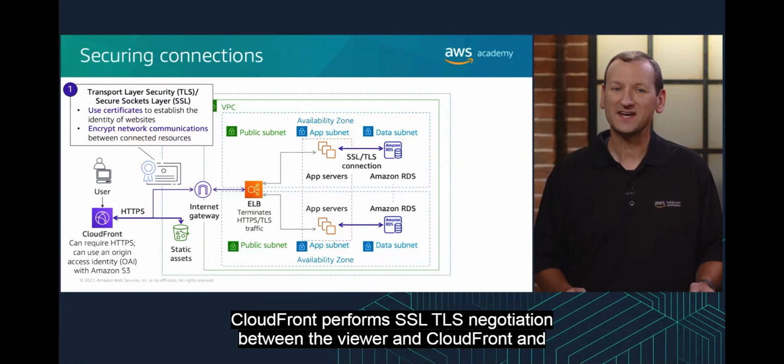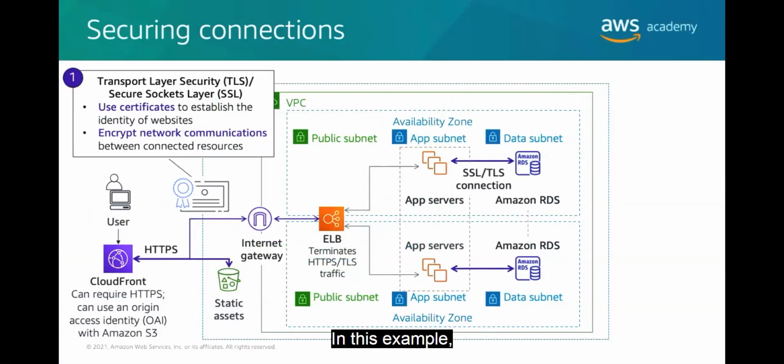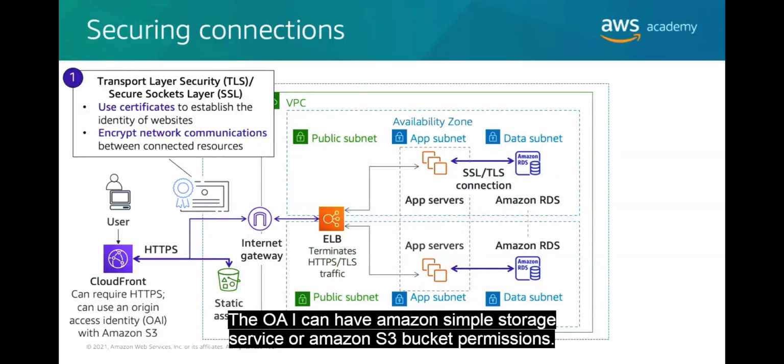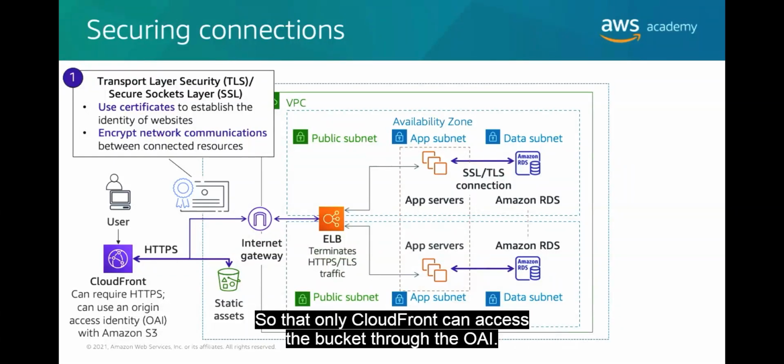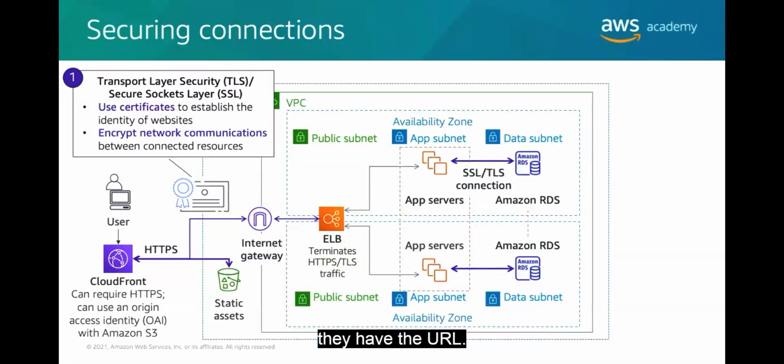CloudFront performs SSL/TLS negotiation between the viewer and CloudFront, and between CloudFront and the origin if the response is not already cached. In this example, you might set up an origin access identity, also called an OAI, in CloudFront. The OAI can have Amazon Simple Storage Service, or Amazon S3, bucket permissions, so that only CloudFront can access the bucket through the OAI. This means that users cannot directly access content on the S3 bucket even if they have the URL.